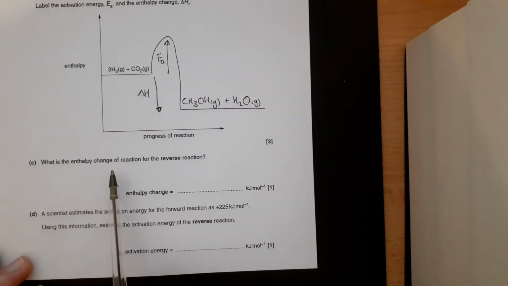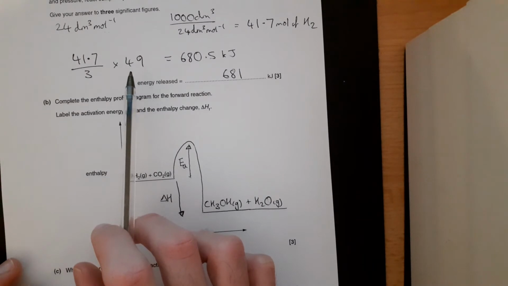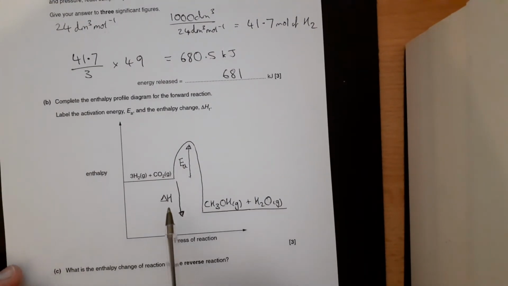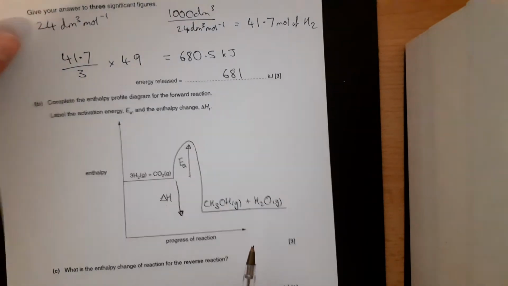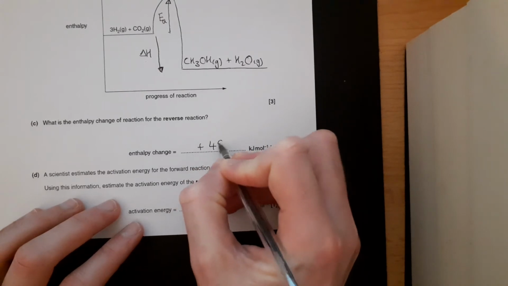Okay, what is the enthalpy change of reaction for the reverse reaction? Well, we said this reaction is releasing energy, and it was releasing 49 kilojoules of energy, wasn't it? So if it's released energy, delta H must be negative, so it would be minus 49. So therefore the reverse reaction must have an enthalpy change of plus 49.